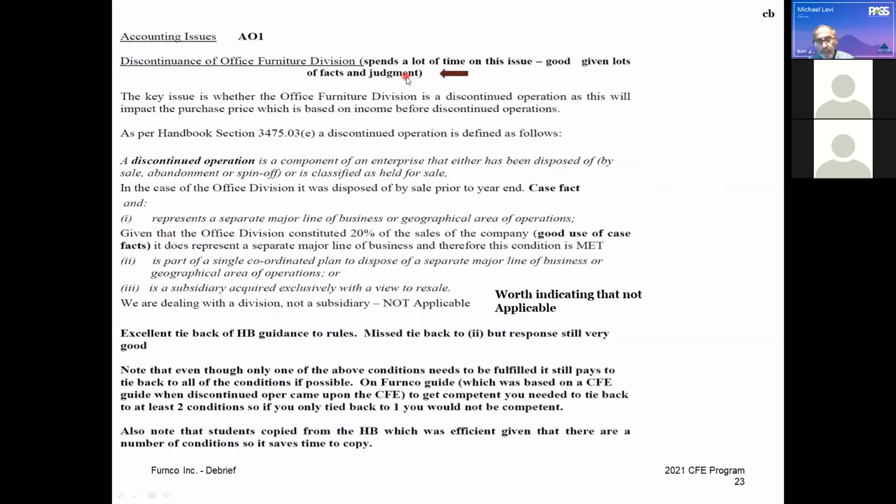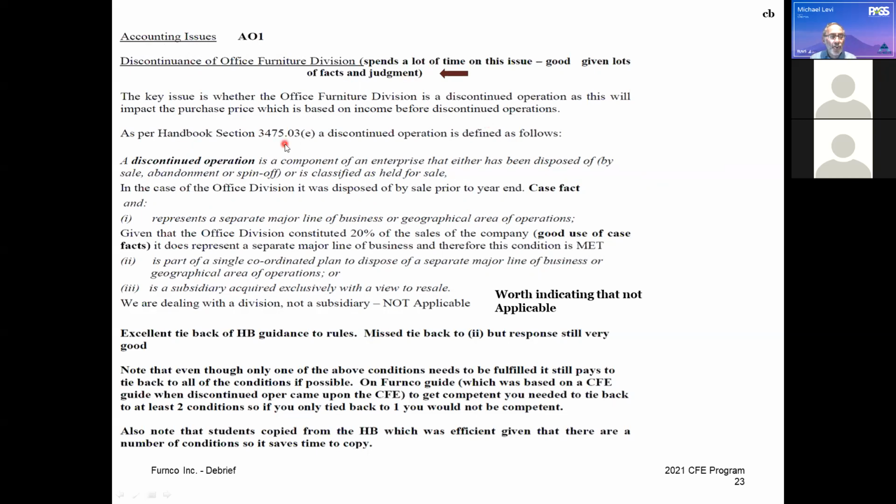So notice my first comment. He spends a lot of time on this issue, so that's a good start. He realizes he's got a lot of case facts to work with, and this warrants time. The key issue is whether the office furniture division is a discontinued operation, as this will impact the purchase price, which is based on income before discontinued operations.